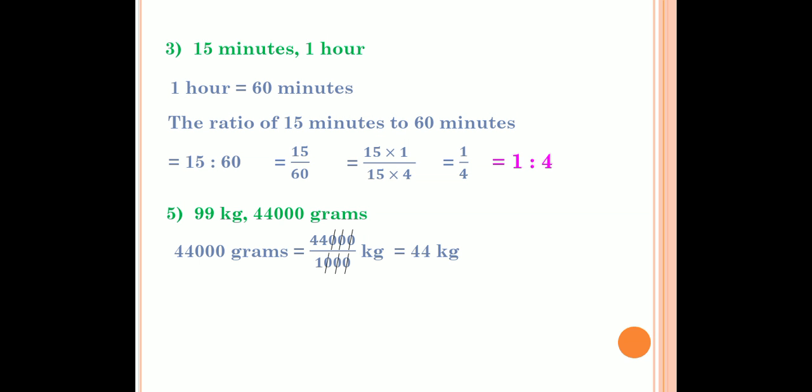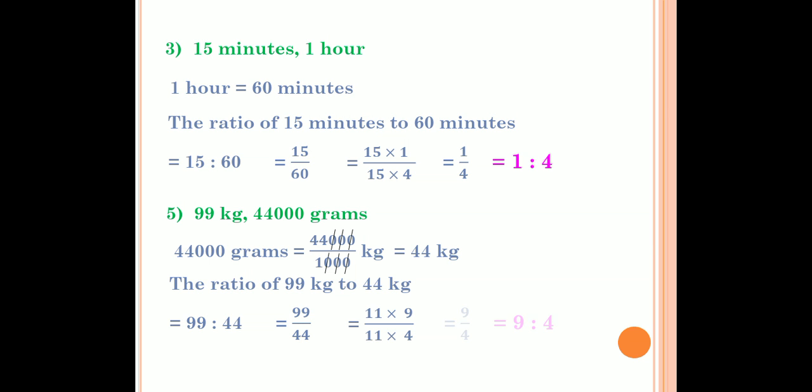So now we have 99 kg and 44 kg. So both the units are the same. So the ratio of 99 kg to 44 kg is equal to 99 is to 44, that is equal to 99 upon 44, and that gives us the 11 times table, which is common. 11 nines are 99, 11 fours are 44, and we are left with 9 upon 4, that is equal to 9 is to 4.